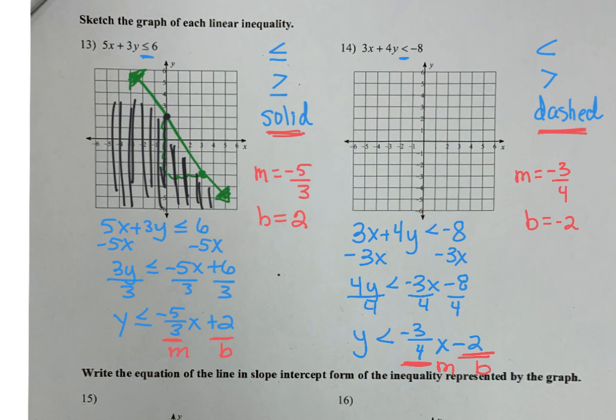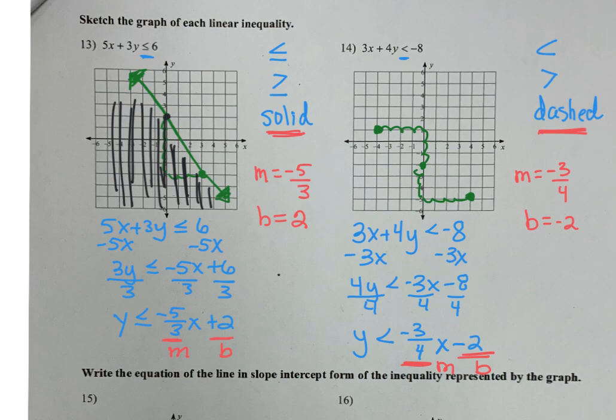Okay, so now graphing that line. Start with your y-intercept, which is negative 2. Your slope is negative, so I'm going to go down 3 for the rise, so 1, 2, 3, and then over 4. 1, 2, 3, 4. So here's that point. I can come down 3 again, so 1, 2, 3, and then over 4. 1, 2, 3, 4. Here's my other point.